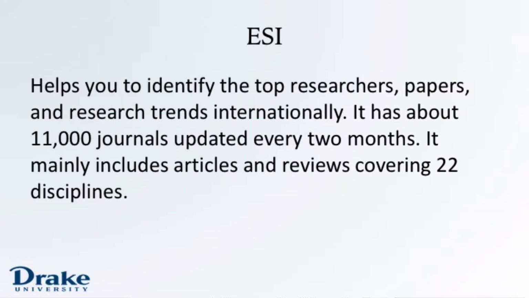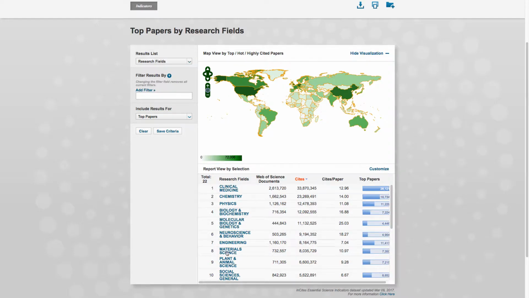ESI helps you to identify the top researchers, papers, and research trends internationally. It has about 11,000 journals, and every journal is updated every 2 months. It mainly includes articles and reviews, and covers about 22 different research fields or disciplines, which you can see here in this left-hand column. When you first navigate into ESI, make sure to close this visualization.